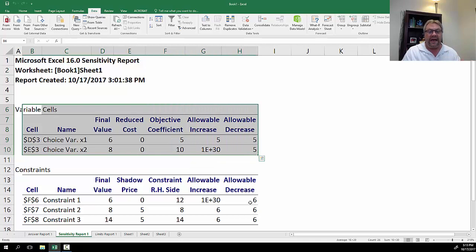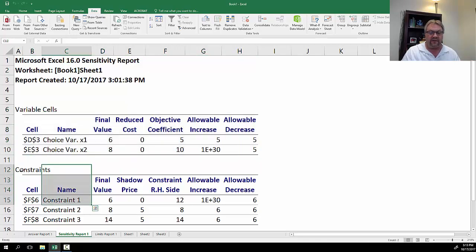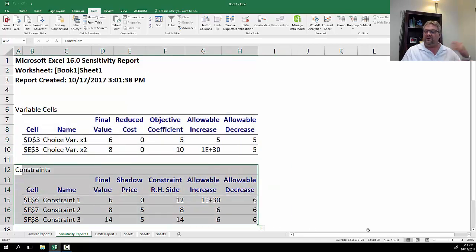All right. Now we get into the area, I got to highlight this. Now we get into your constraint area.